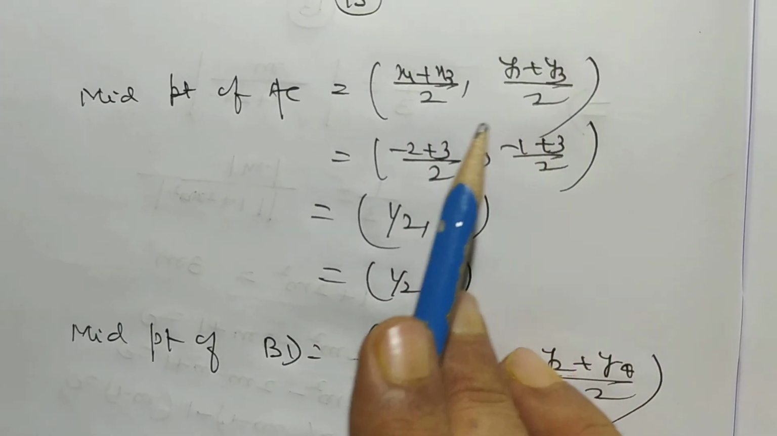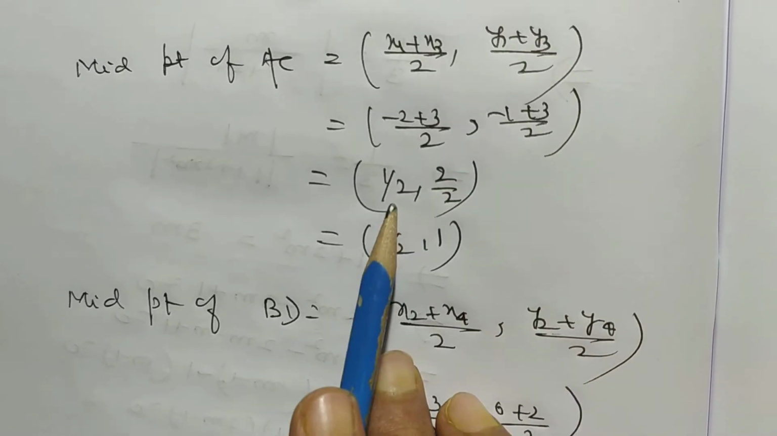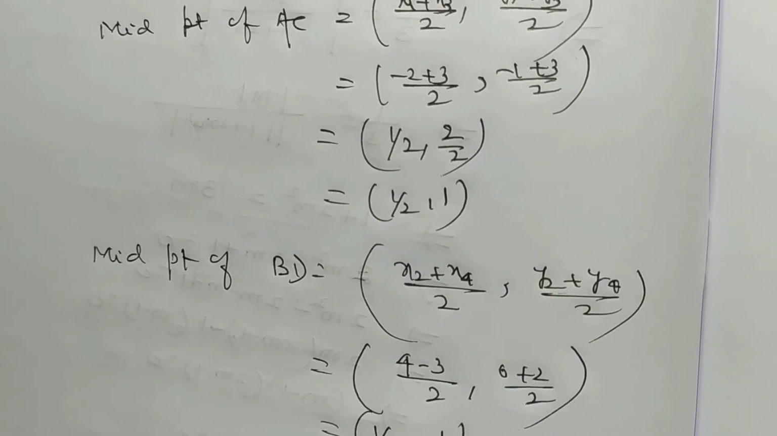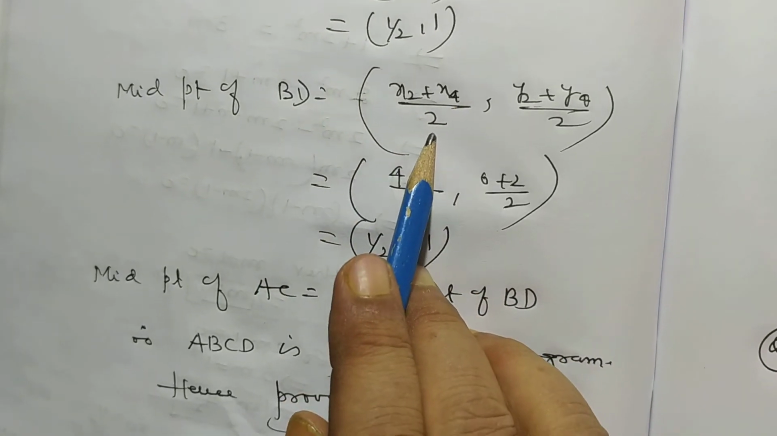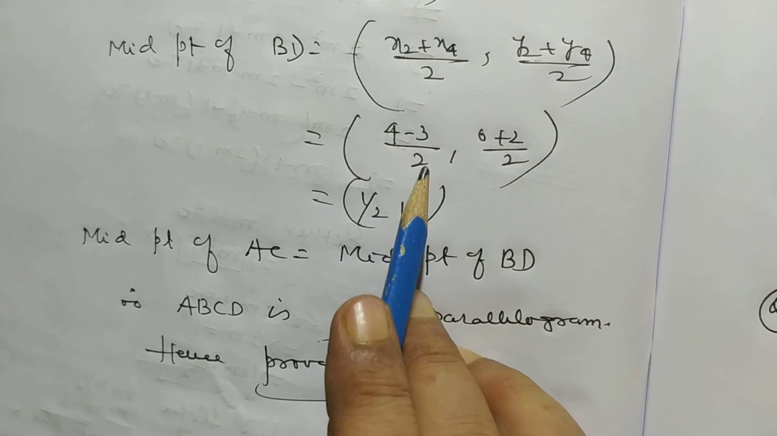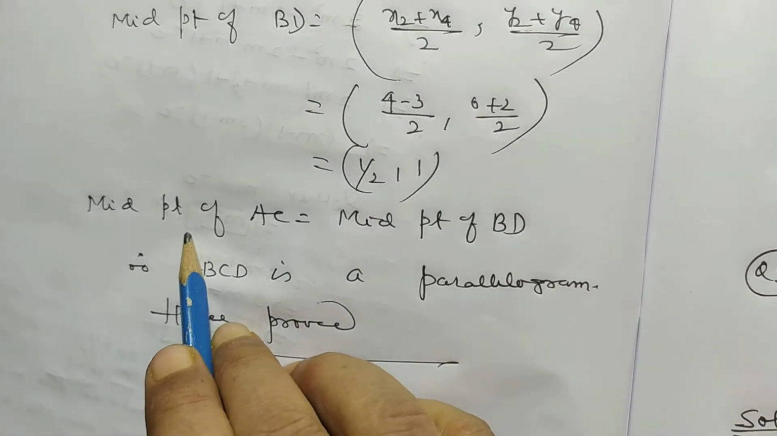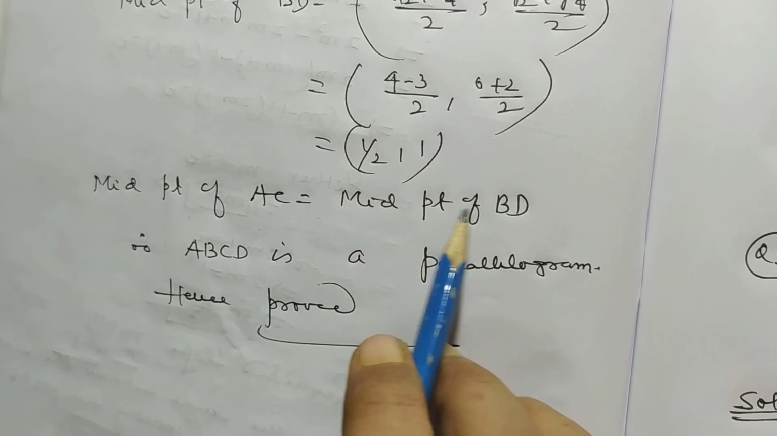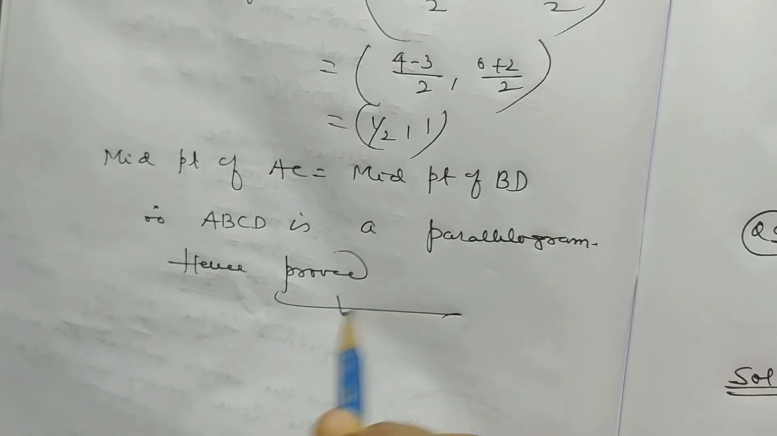Midpoint of AC is ((x1 + x3)/2, (y1 + y3)/2) = ((-2 + 3)/2, (-1 + 3)/2), that is (1/2, 1). Midpoint of BD is ((x2 + x4)/2, (y2 + y4)/2) = ((4 - 3)/2, (0 + 2)/2), that is (1/2, 1). Midpoint of AC is equal to midpoint of BD. Hence ABCD is a parallelogram, proved.